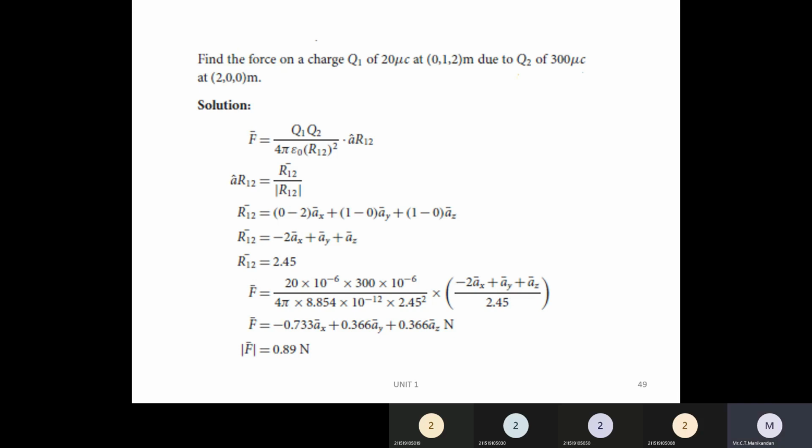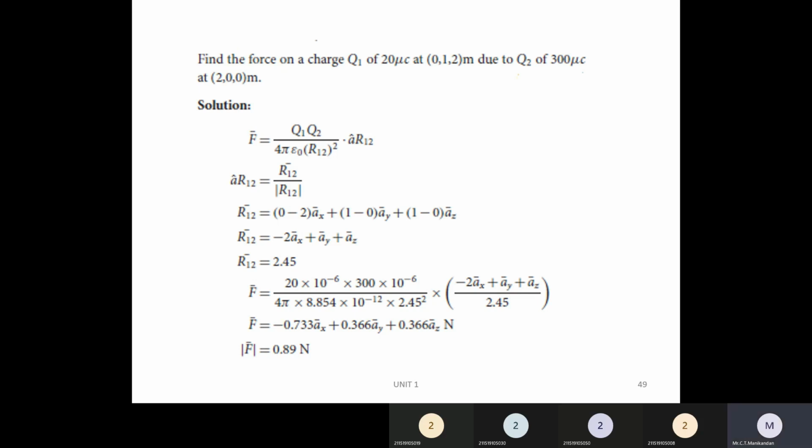Similarly, you will be having it for R12 here. Then what is that 2.45? It is nothing but modulus of R12. A small mistake we have there, sorry for that. We have not represented it with the modulus symbol. The modulus of R12 is what we have as 2.45. Then if you substitute that, you will be getting the value of F there.